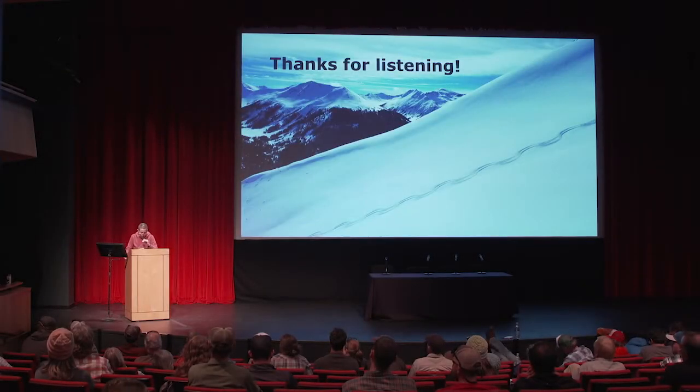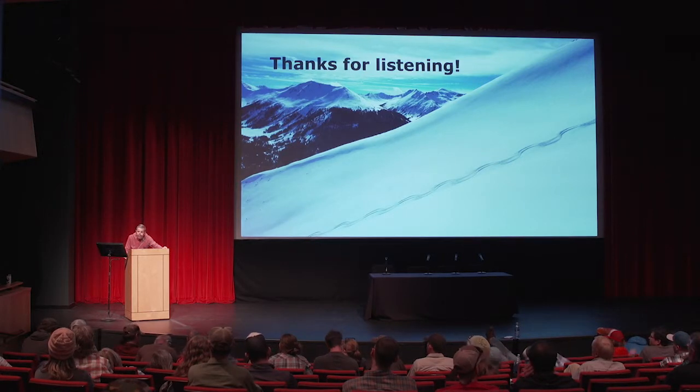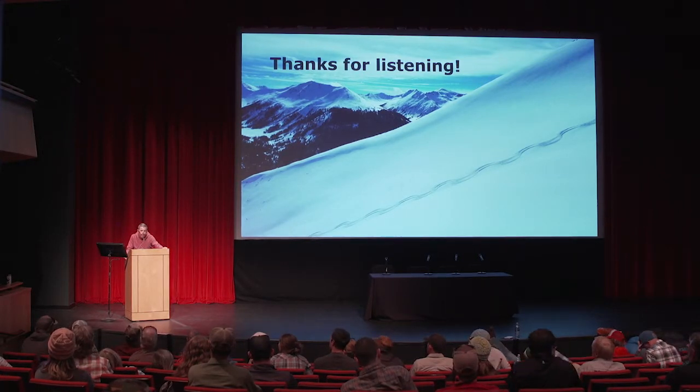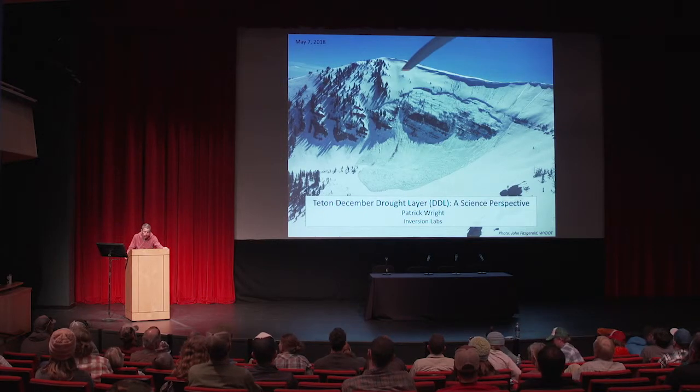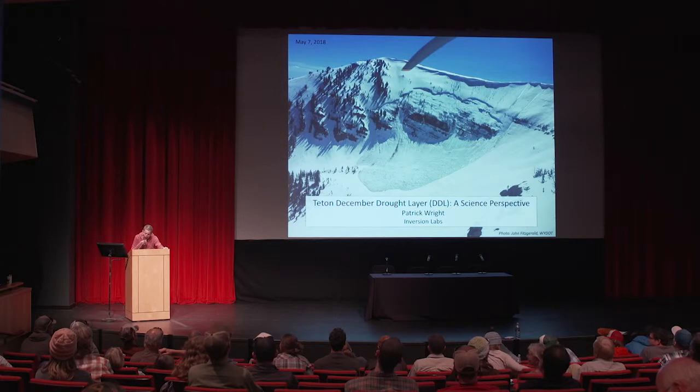So we're going to go from Jason's theory about buried weak layers into a case study from last winter, from the December drought layer, or what we've been calling the DDL.